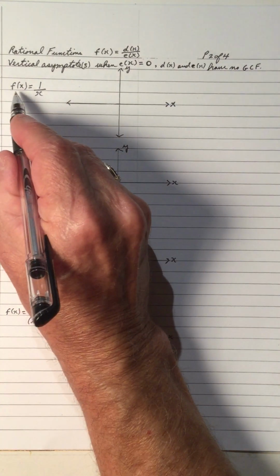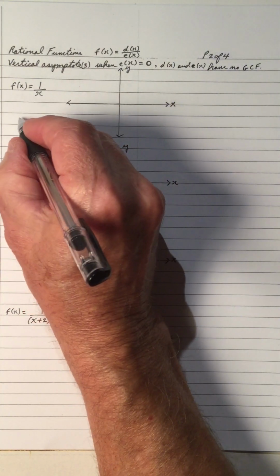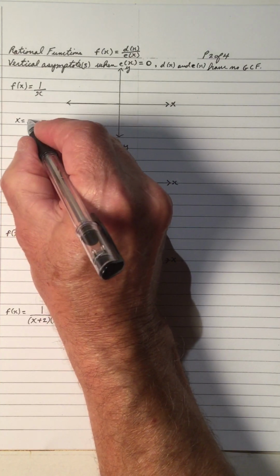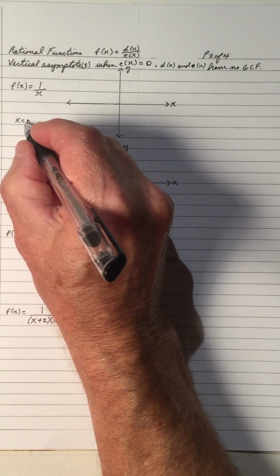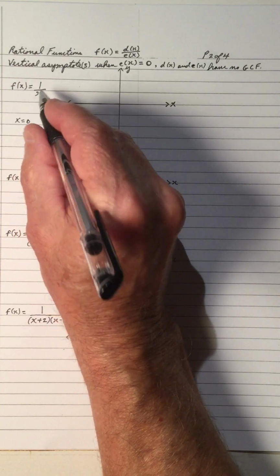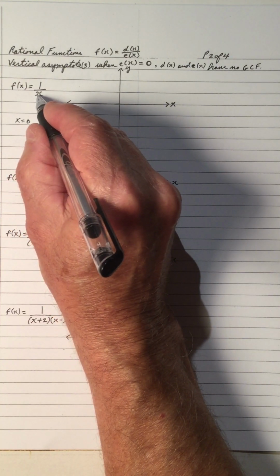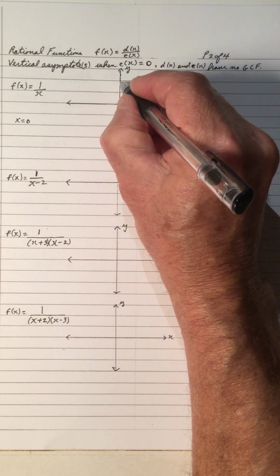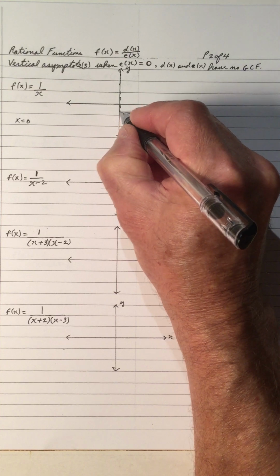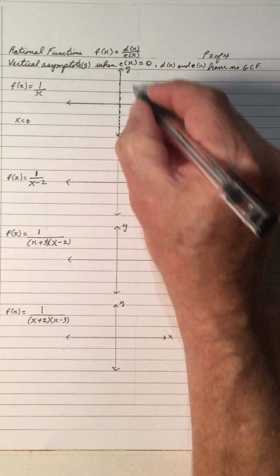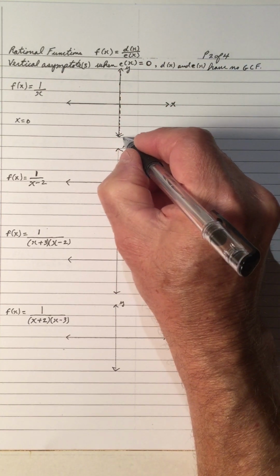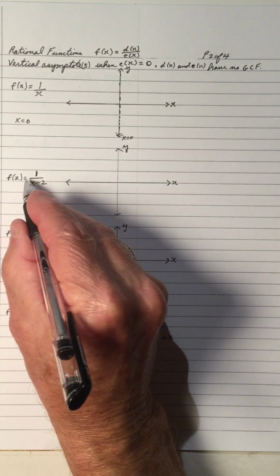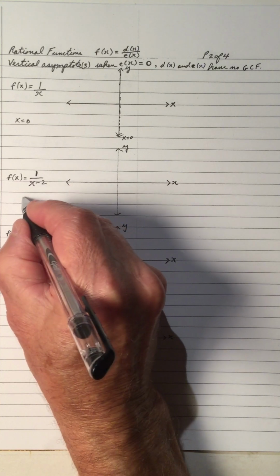So let's look at f of x equals 1 over x. If we let the denominator equal 0, that means the asymptote is when x equals 0, because if we have a 0 in the denominator, 1 divided by 0 is undefined. So the vertical asymptote here, and I'll draw it as a broken line, is the y-axis, because that's when x is equal to 0.